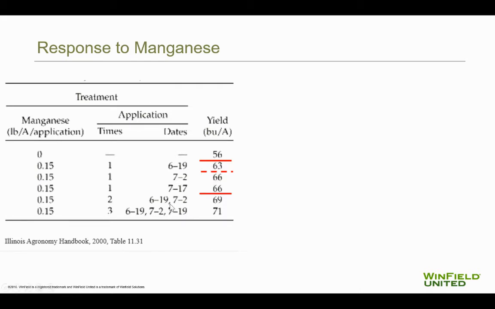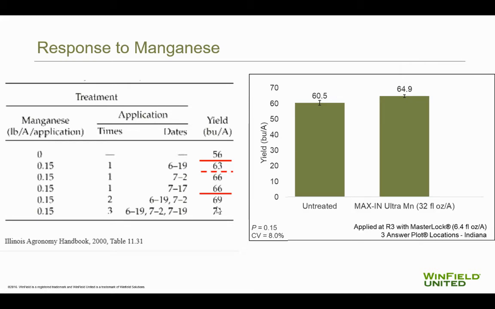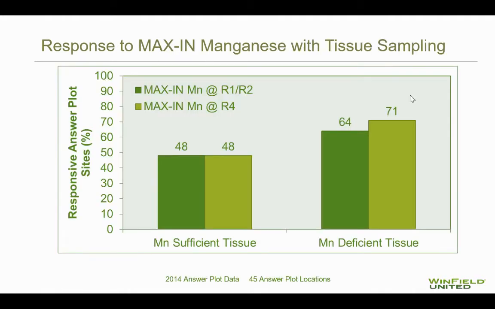And then when we went to multiple applications, you saw an even greater bump in terms of yield from those manganese applications. Look at some more recent data, Maxin Ultra Manganese in our ANSWER plots, untreated 60 bushel beans. When we applied at R3 with Master Lock to give us better deposition, we saw about 65 bushel, about a 4.5, 5 bushel bump from that manganese application.